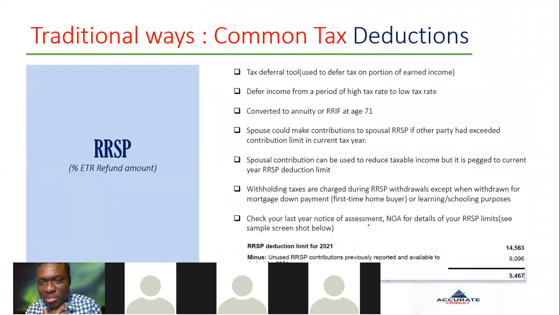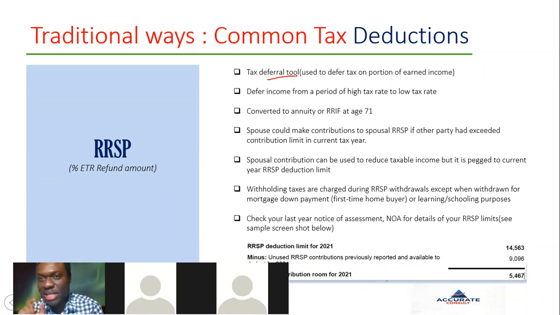So we are all familiar with RSP, but for those people that are new to the filing system, RSP is a deferral tool. How it works is, let's assume my taxable income is 70K. If I contribute 10K to RSP, what I'm saying is that 10K out of my 70K, I want to defer taxes on. So I only want to pay tax on the 60K portion. The 10K that I'm contributing to RSP, I want to defer taxes on that 10K.